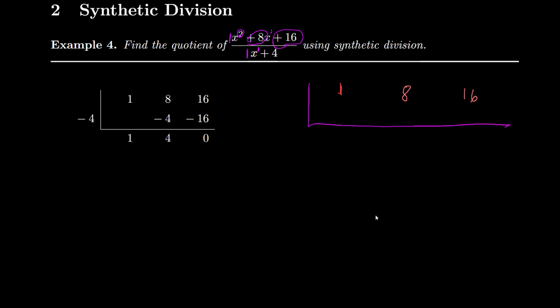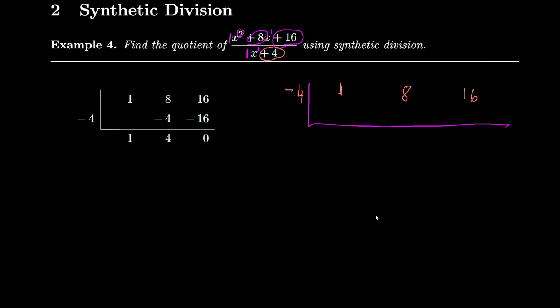Then what we do is we take this number on the bottom and we change its sign. So this was a positive 4, so we're going to write negative 4. And I'm going to write it up here because this is what I like to do normally. They wrote it down here when I typeset this. It was just easier to typeset it this way. But I'm going to write negative 4 here.